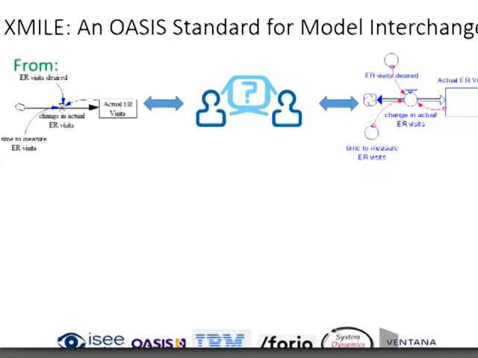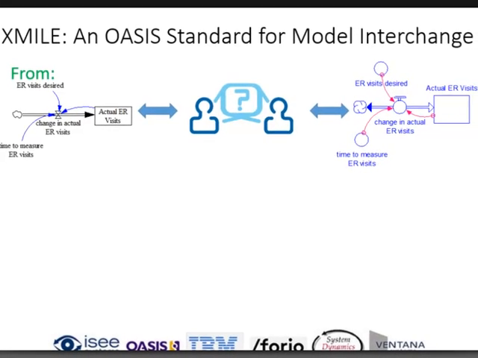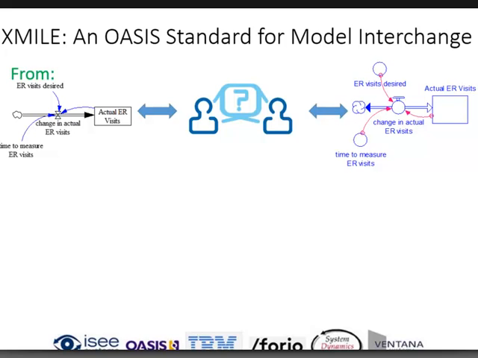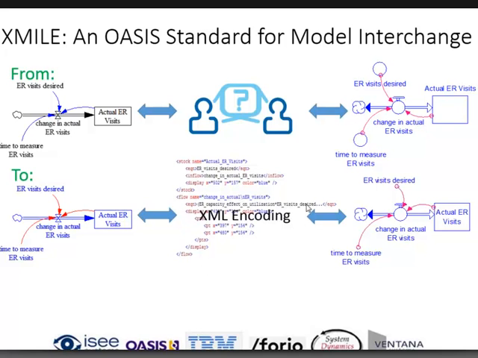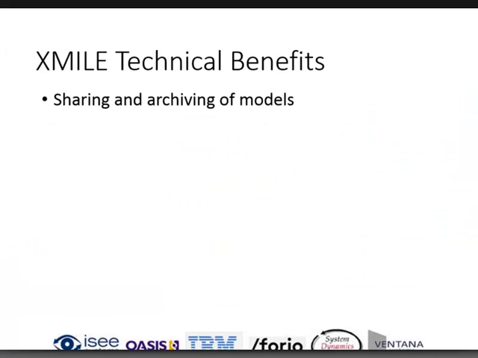This series is sponsored by the XSmile Technical Committee at OASIS. It is a file format that allows us to share models between different tools that do system dynamics. So at the top we have 2 different packages that have the same representation of part of a healthcare model, and they can't communicate with each other. But with XSmile, we use this common XML encoding to make them give us the same model that simulates the same way. It allows specialized one-off models to be transportable, shared, reused, which is one of the key benefits of XSmile, is that we can share models between people more readily.